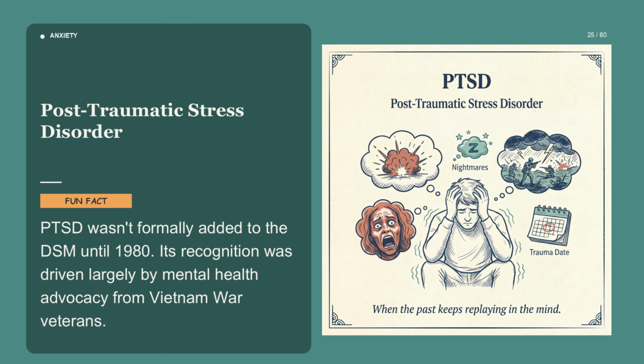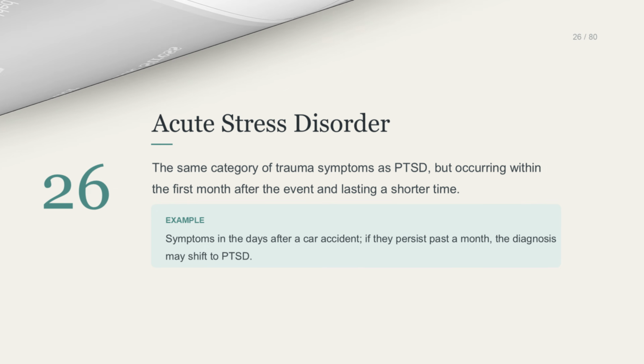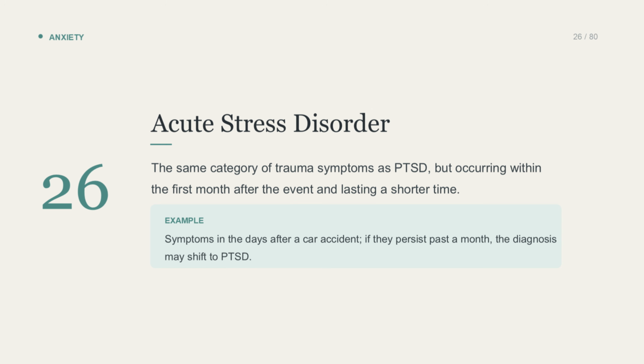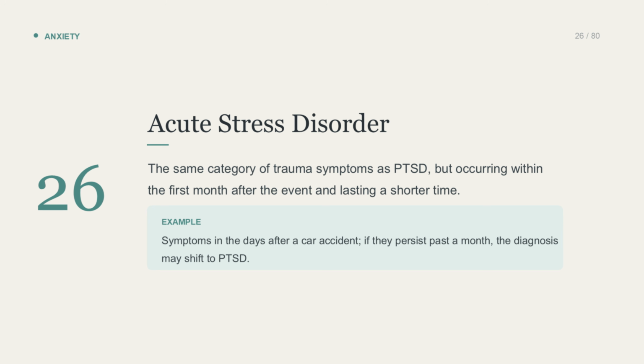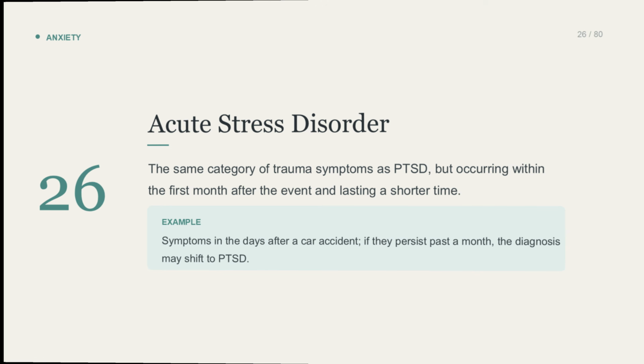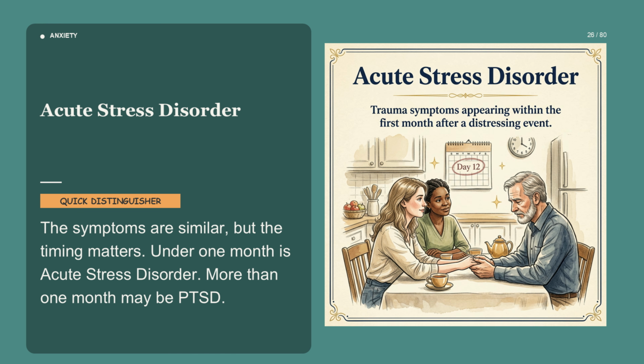For example, a combat veteran might experience vivid flashbacks and an exaggerated startle response long after returning home. 26. Acute stress disorder. Acute stress disorder involves the same category of trauma symptoms as PTSD, but occurs within the first month after the traumatic event and lasts a shorter duration. For example, someone might experience acute stress disorder in the days following a car accident, and if symptoms persist past a month, the diagnosis may shift to PTSD.